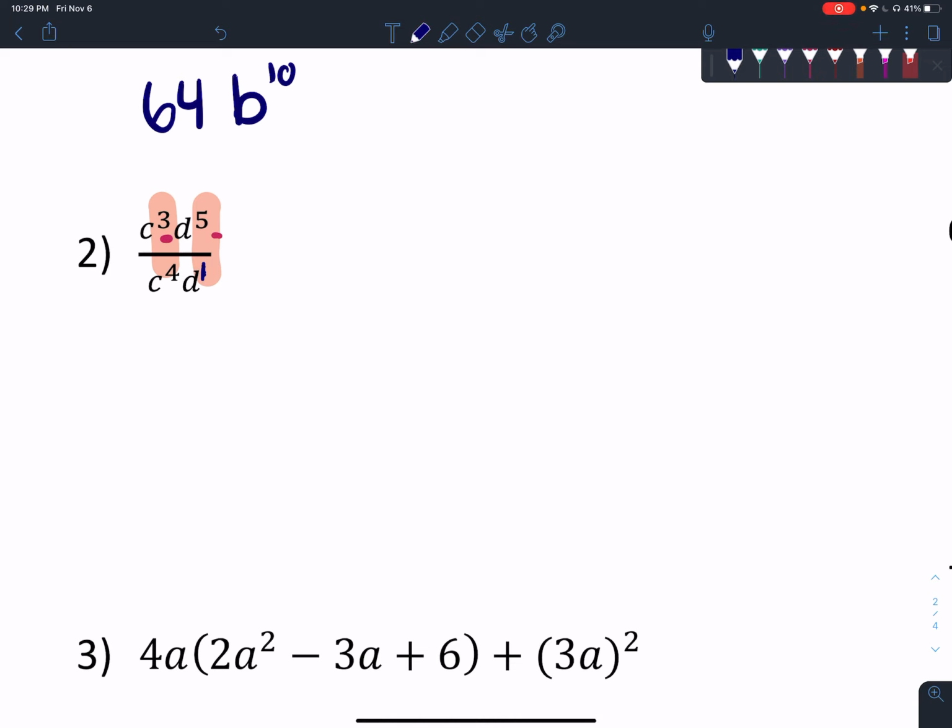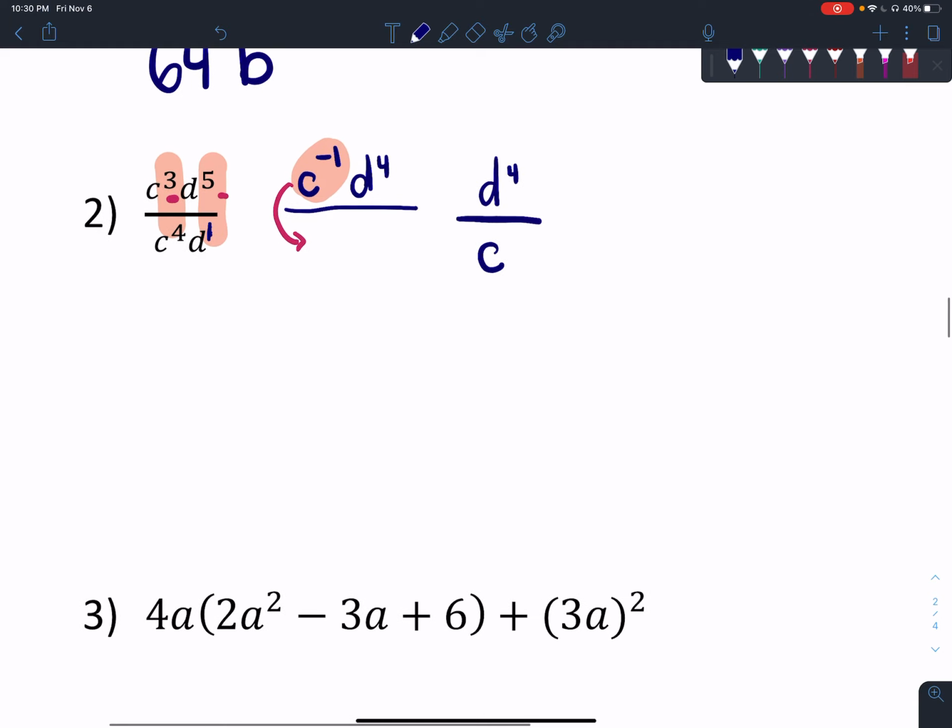Here, when you do c to the 3 minus c to the 4, you get c to the negative 1. And then d to the 5 minus d to the 1, you get d to the 4. You have to remember that this c to the negative 1 can't stay on the top. You need to move it so that you get a positive exponent. So we're going to move that down to the denominator where it won't bother us anymore, and we're going to get d to the 4 over c.